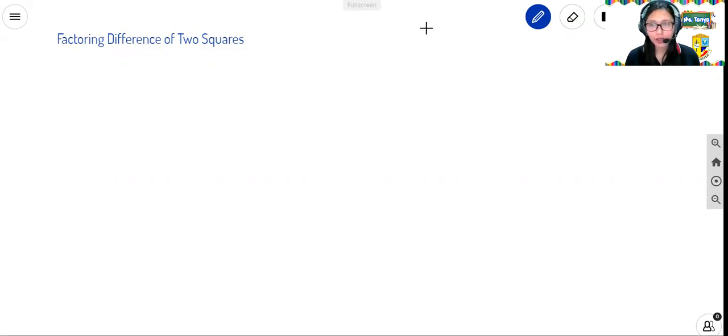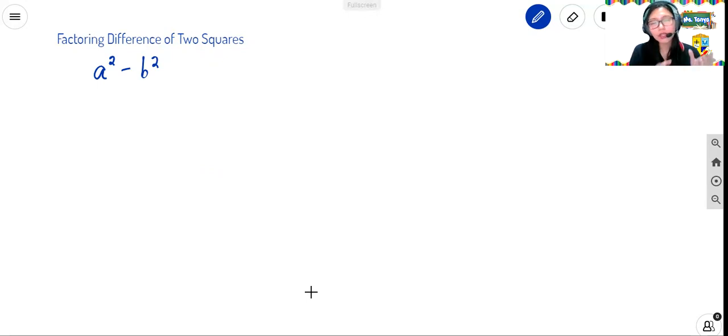And now this is actually the fifth video, and the topic that we're going to be discussing here is factoring the difference of two squares. Okay, so how would questions look if we are to apply factoring the difference of two squares? So let's have, for example, a squared minus b squared. So this is how the difference of two squares looks.